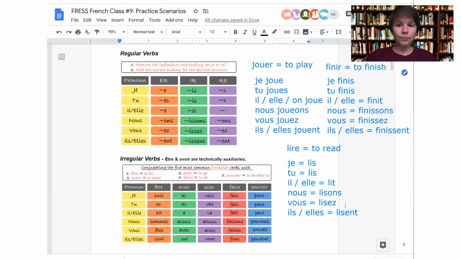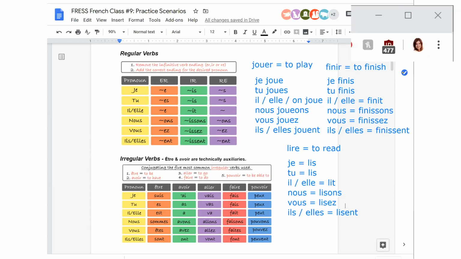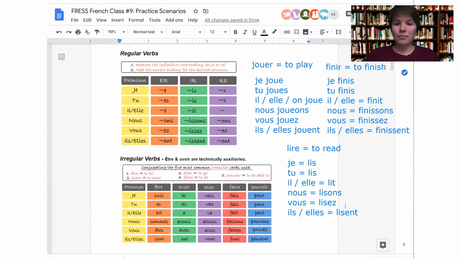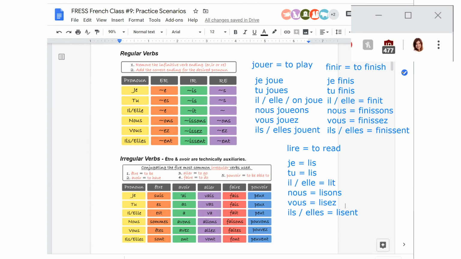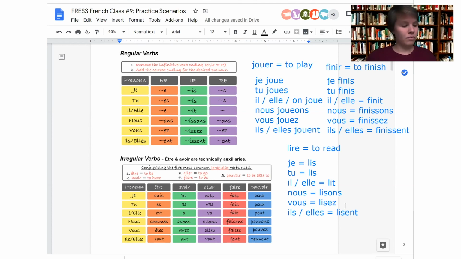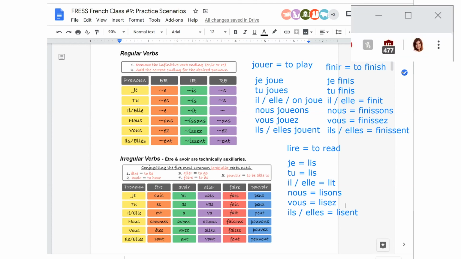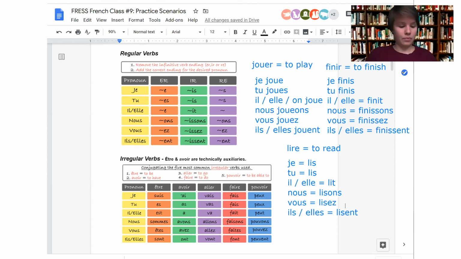Anyone else want to have a go? Anna? Okay, I'll do the same. Je finis, tu finis, il, elle finit, nous finissons, vous finissez, ils, elles finissent. Good. Very good.